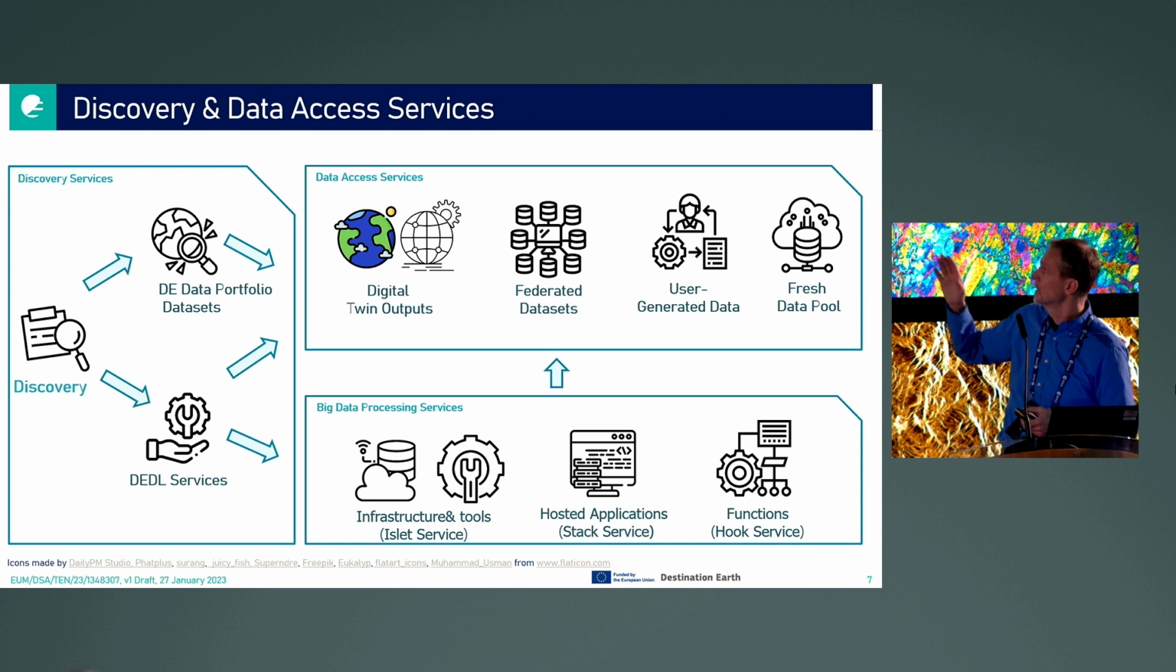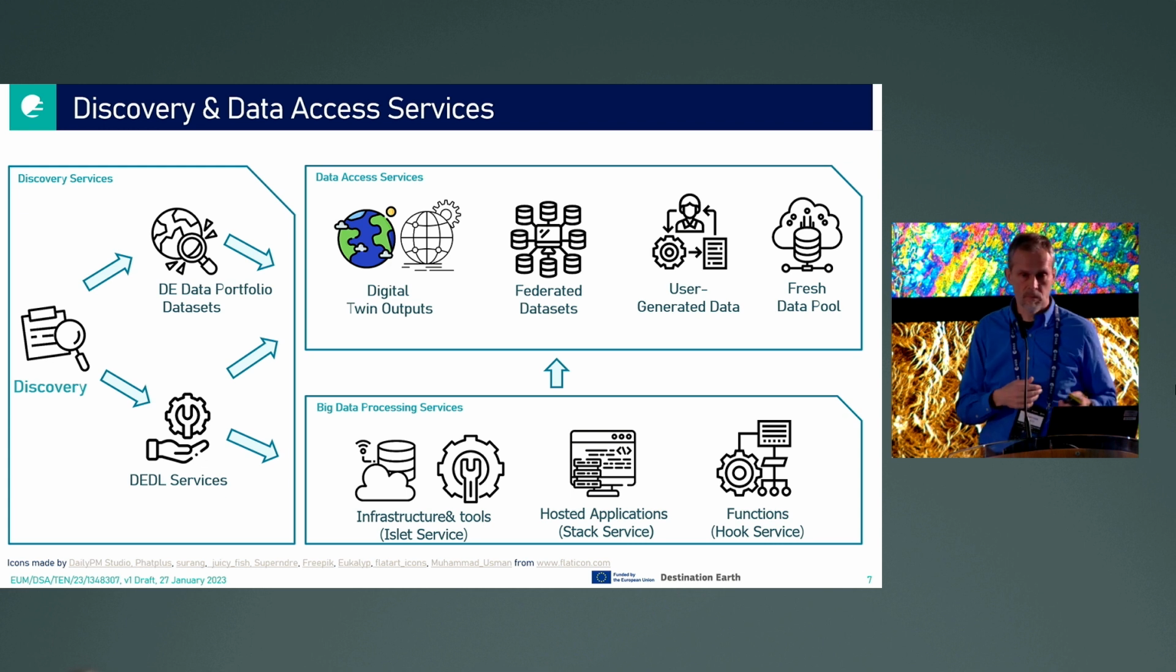You can access twin data, federated data sets. Then you can have user-generated data, which could be outputs from use cases run on Destination Earth, on the core platform. They can be stored in the Destination Earth data lake, and then they can share it with a broader community. In the fresh data pools, what was mentioned as well on the previous slide, we have a lot of on-demand things. So Thomas mentioned the on-demand for the twin execution.